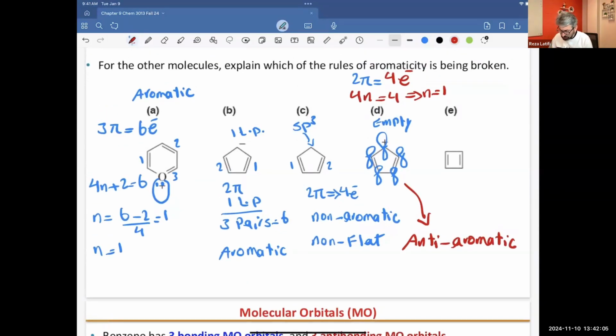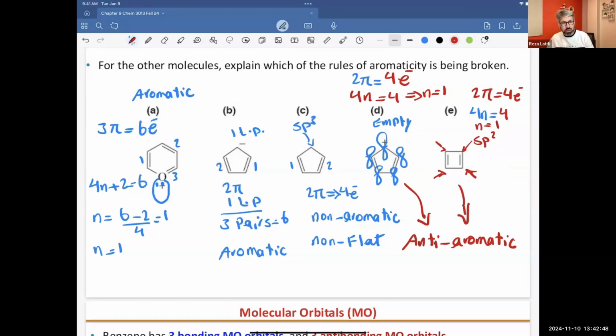How about E? In E, we have 2 pi bonds, meaning 4 electrons. How about the hybridization? Is the molecule planar? Yes, the molecule is planar because the hybridization of each carbon is sp2. So all carbon atoms have sp2 hybridization. And do we have a p orbital on each atom? Yes, it's cyclic, it's flat, and we have sp2 hybridization. Number of electrons equal to 4, so we are following 4n, and n is equal to 1. So this molecule also will be anti-aromatic.